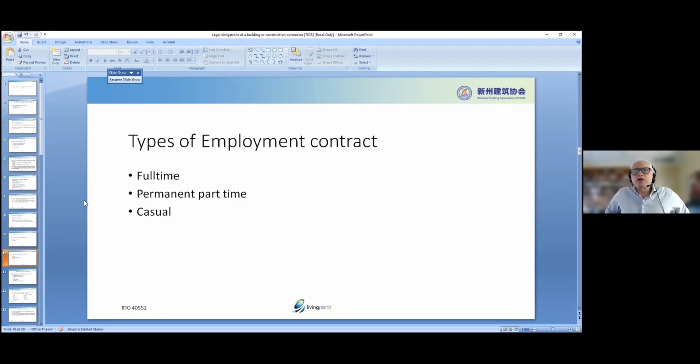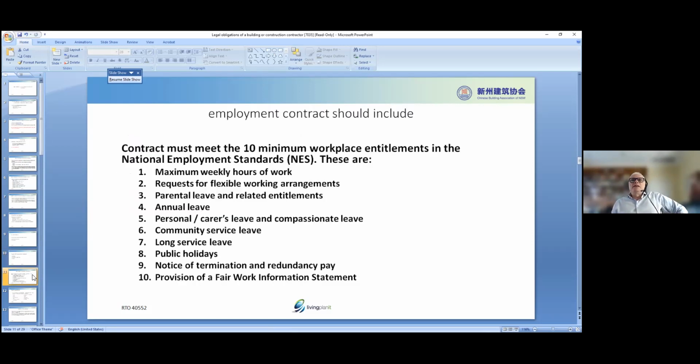Types of employment contracts basically fall into three types: full-time permanent, part-time, and casual, okay? So they're the three different distinctions, and I'm sure we're all aware of that. Okay, here are the minimum national employment standards, the 10 minimum entitlements. So there is a maximum number of weekly hours of work, and the worker has the right to ask for flexible working arrangements.